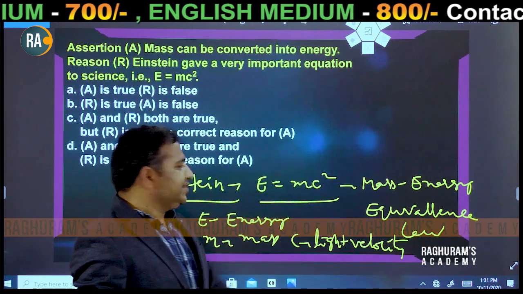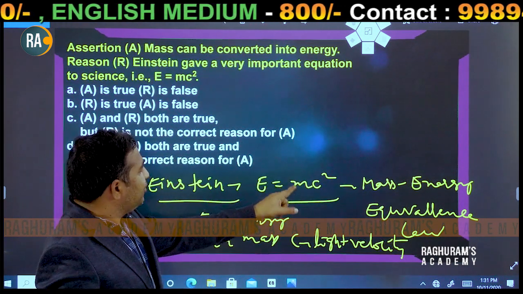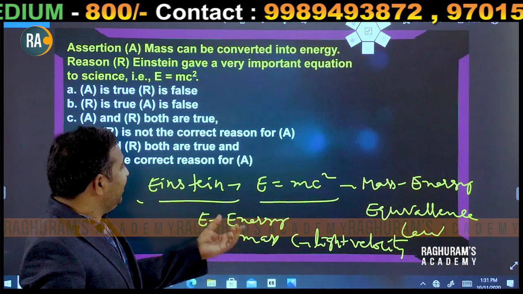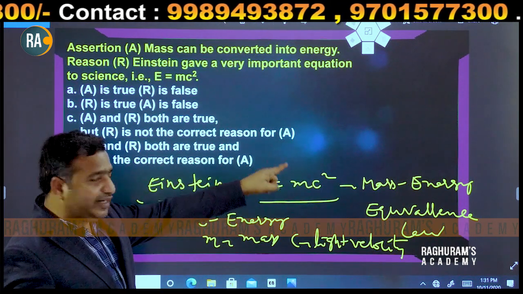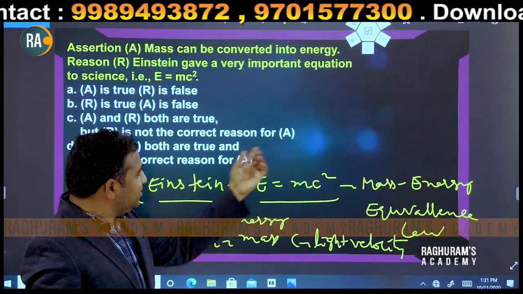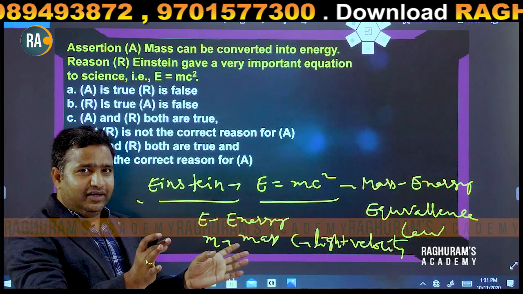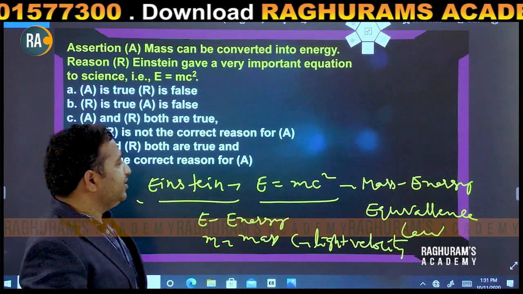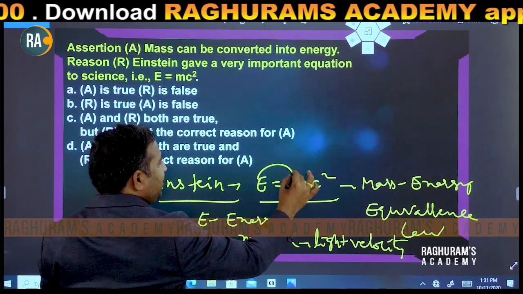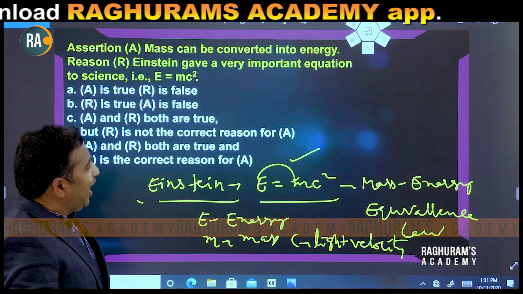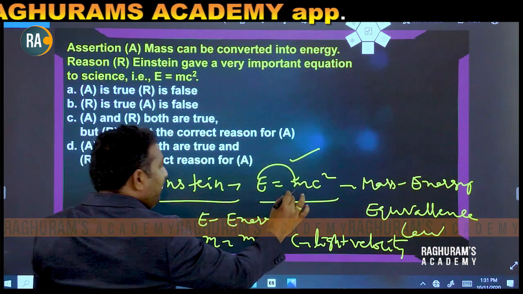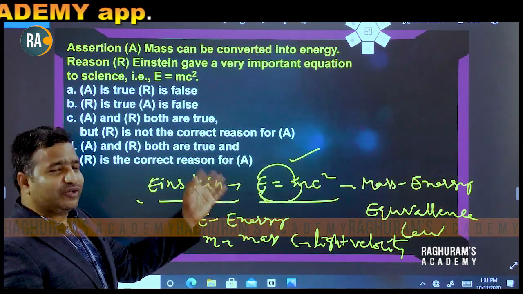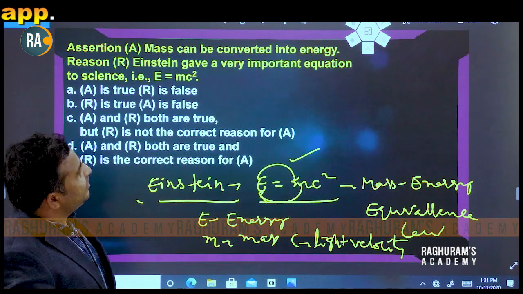According to the mass energy equivalence law, energy depends on mass and mass also depends on energy. So both depend on each other. Energy is converted into mass, and vice versa, mass is converted into energy. Both are converted into each other. So the assertion, mass can be converted into energy, is correct, and energy converted into mass is also correct. That's why the assertion is correct.